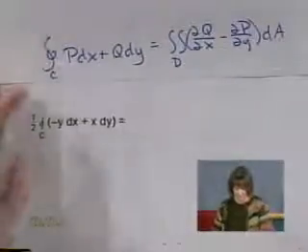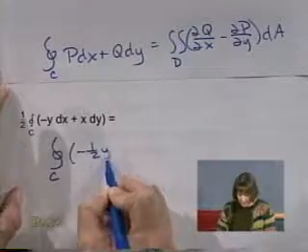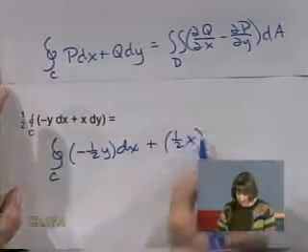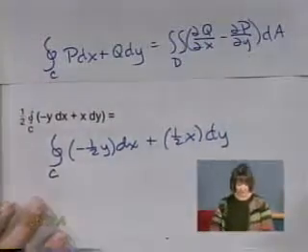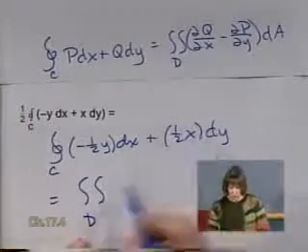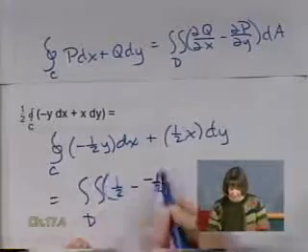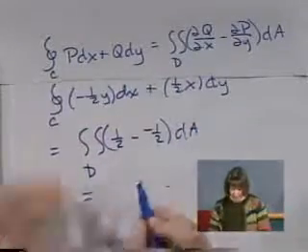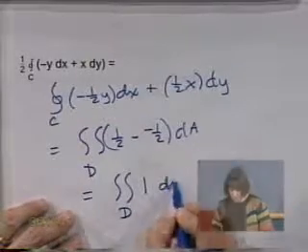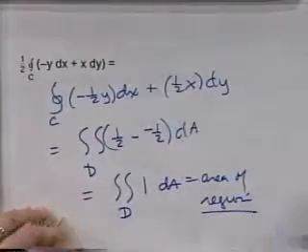This one I'm going to write as the integral along the curve of minus 1/2 y dx plus 1/2 x dy. Applying Green's theorem again, this is the integral over the region of partial of q with respect to x, which is 1/2, minus partial p with respect to y, which is minus 1/2. Look what I get again. I get the integral over D of 1 dA, which is the area of the region.